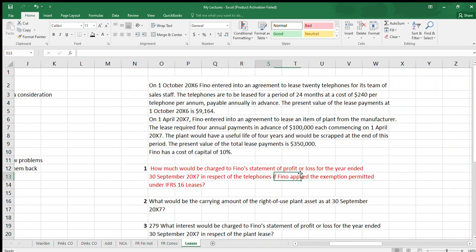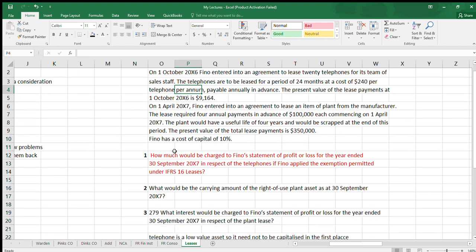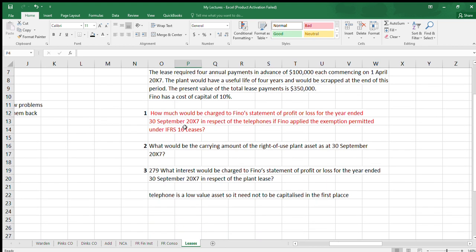This question says that on October 20X, Fino entered into an agreement to lease 20 telephones for each team of sales staff. The telephones are to be leased for a period of 24 months at a cost of $240 per telephone per annum, payable annually in advance. The present value of the lease payment at 1st October 20X is 9164. How much would be charged to Fino's statement of profit or loss for the year ended 31st December in respect of the telephones?